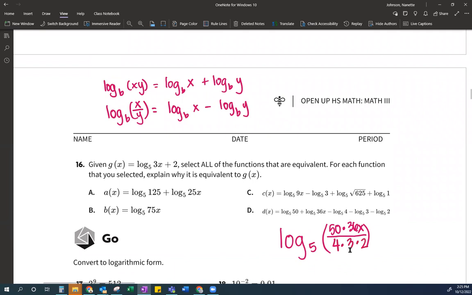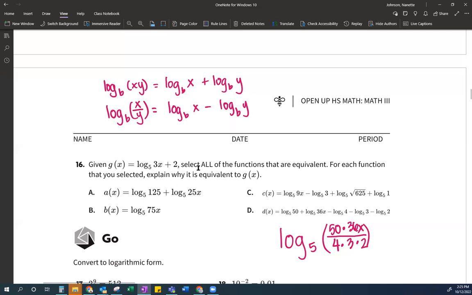Now, Ms. Johnson, why did you put times in between? Because in the operation of division, when you have numbers like 36x on the bottom, there's an invisible multiplication sign there. So the same thing goes here.